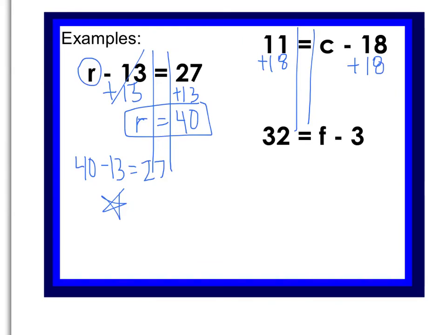On the left-hand side, I get 29. On the right-hand side, C is all by itself because those 18s canceled out. And let's check. Is 29 minus 18 equal to 11? It sure is.